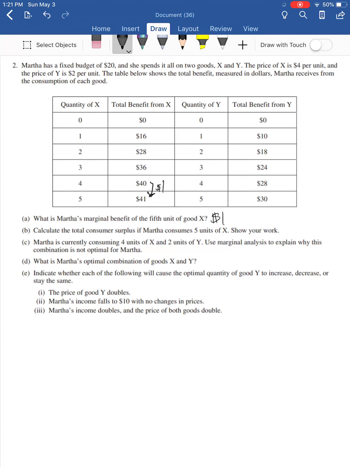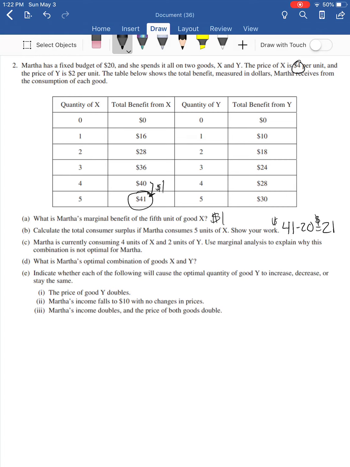And then calculate the total consumer surplus if Martha consumes 5 units of X and show your work. So if she consumes 5 of X, her total benefit would be $41. The cost of purchasing 5 units of good X, since they're $4 per unit, would be $20. So that's how you would get to $21 of consumer surplus.